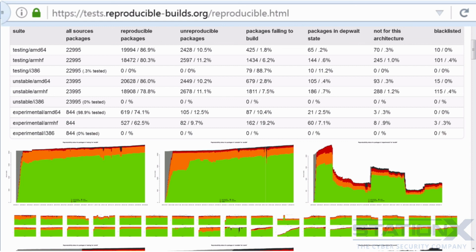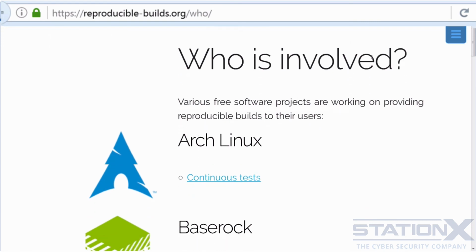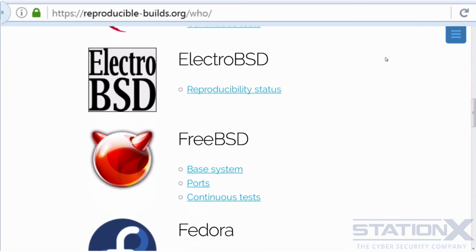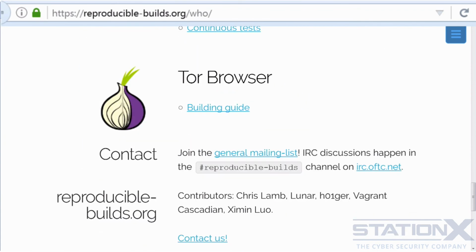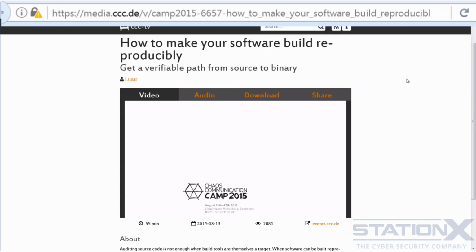If we look here, we can also see all of these we discuss later are also making strides towards deterministic and reproducible builds. And if you're interested more in the topic, maybe you're a developer, this is quite a good read by a gentleman called Mike Perry on deterministic builds in relation to Tor, but it's also a good read. And here there's a video on how to build your own software reproducibly.